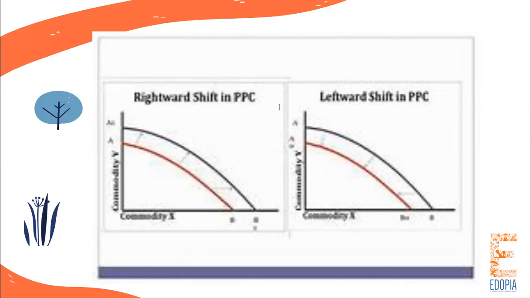So when there's an inward shift, right, when it shifts inwards, then it means that there's a reduction in the production possibility curve. And when there's an outward shift, it means that there has been an increase in the resources of the economy, due to which it has shifted outwards.